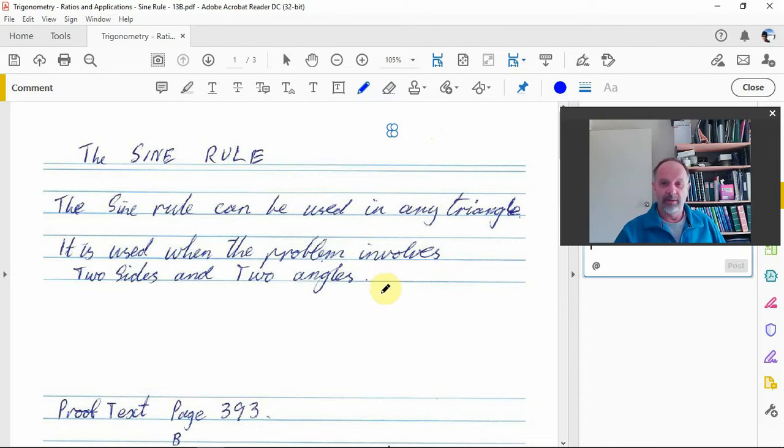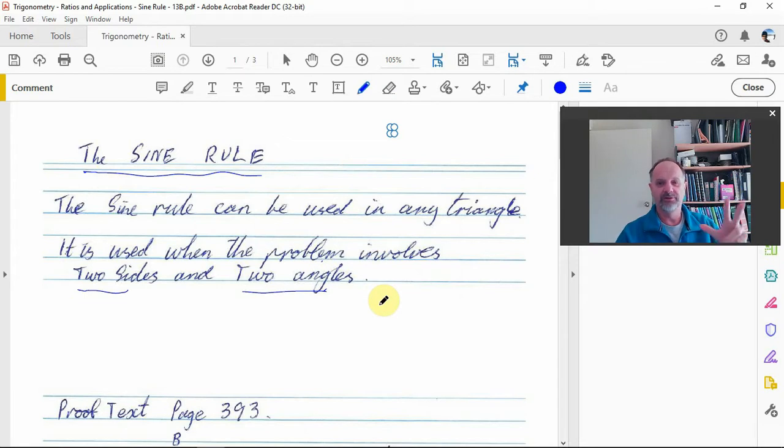Now, having said that, we do need certain information to use the sine rule. So if your problem involves two sides and two angles, it doesn't matter which ones you know, but as long as there are two sides and two angles involved in the question, you can use the sine rule. And of course, it's for triangles.